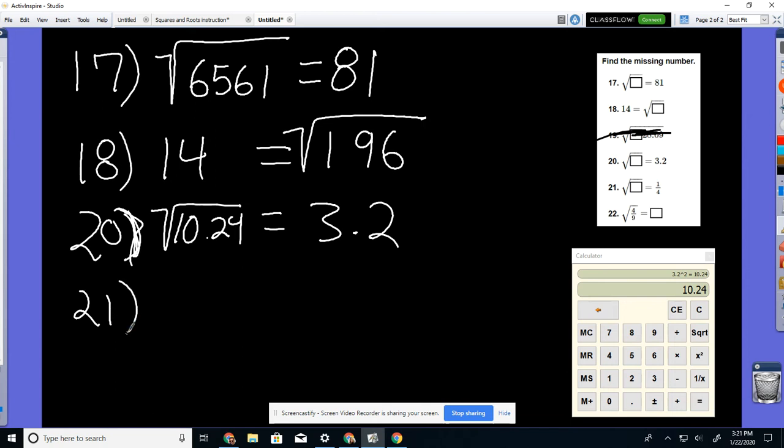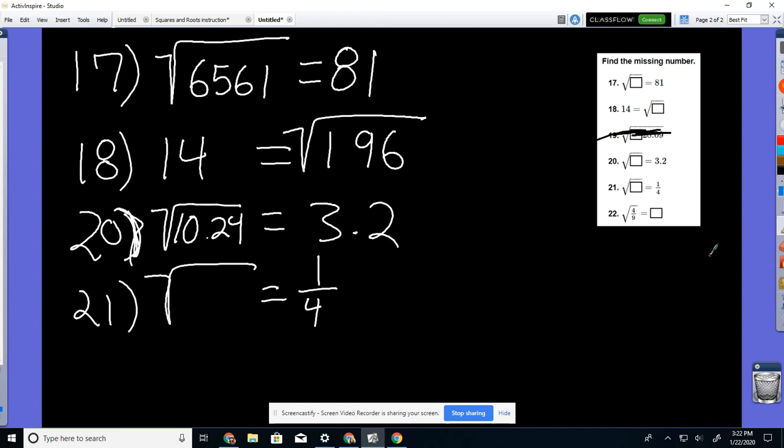Now, we didn't do fractions in class, so this is where we're going to have to stretch a little bit. The square root of some number is 1/4. Okay? The square root of some number is 1/4. Now, this calculator isn't good with fractions over here on the right, so this isn't going to help us.